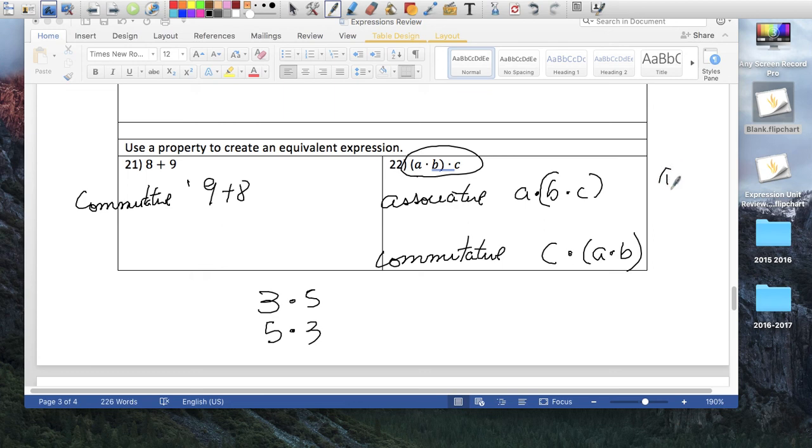So here I have 1 and my second expression. Hopefully that helps you guys. And that's it.